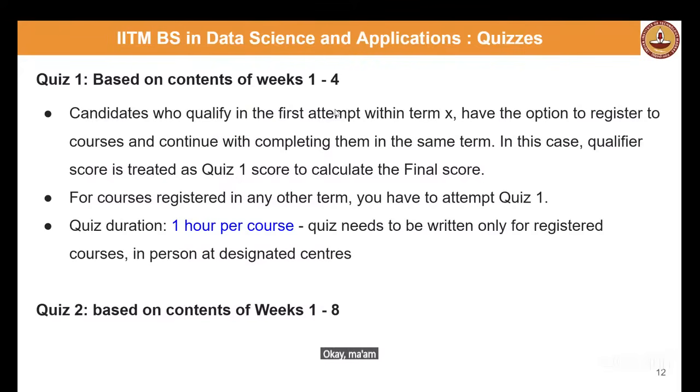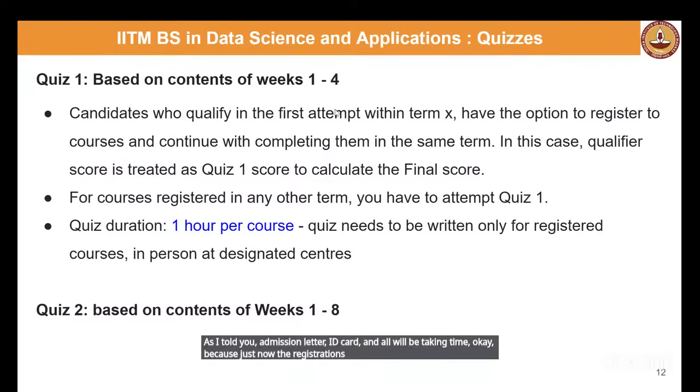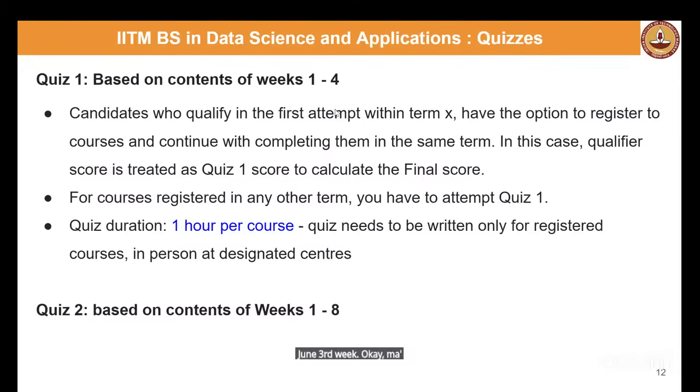Any other question? When do we get the admission letter and ID card? As I told you, the admission letter, ID card, and all will take time, because the registrations are still going on. You will be consolidating the entire list and then giving the update as a whole. So maybe you can expect it in the June 3rd week or something. That is a tentative date I have given you.